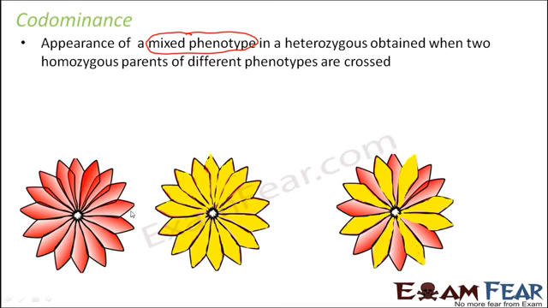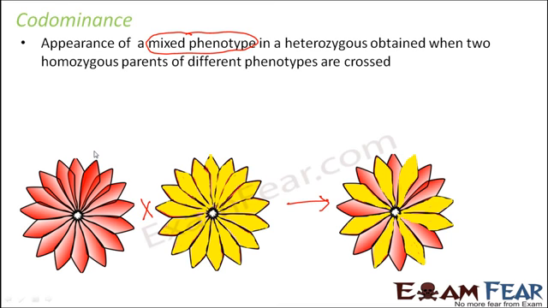So something like this. Here you can see a red flower. If you cross it with a yellow flower, one option is, as per Mendel, you can get a red flower because red is dominant over yellow. As per incomplete dominance, you get neither red nor yellow, you get something like orange, something in between. So that is incomplete dominance.